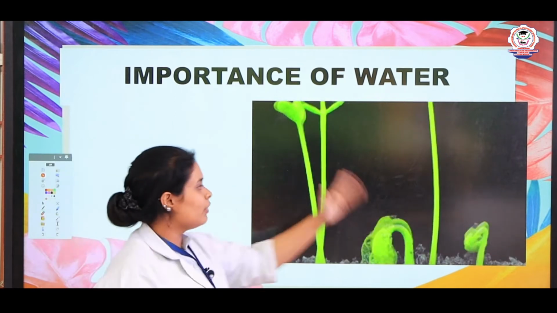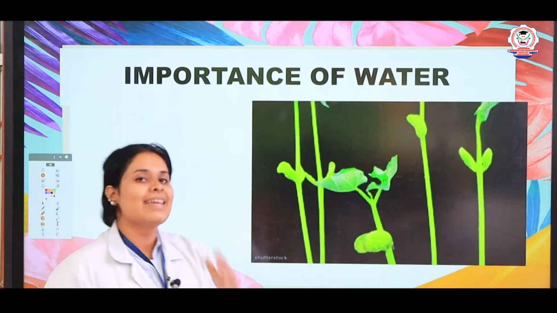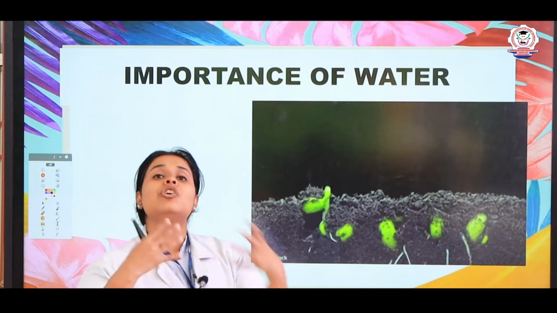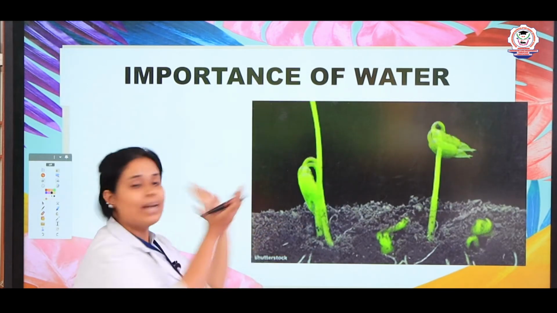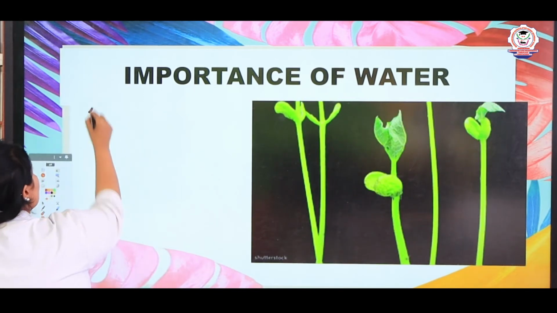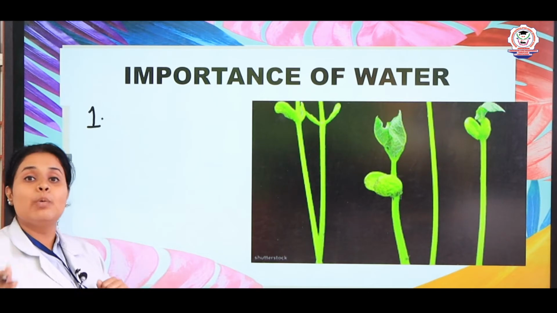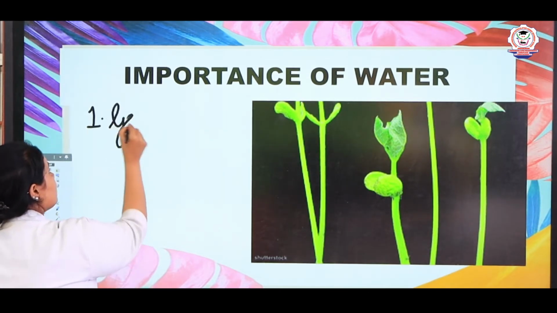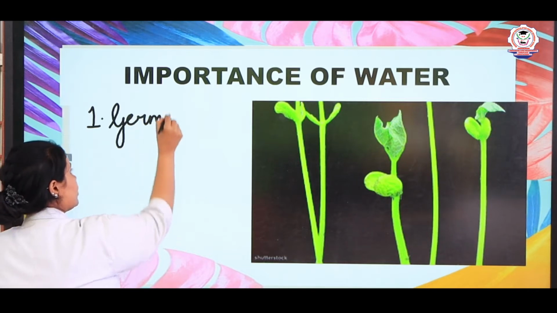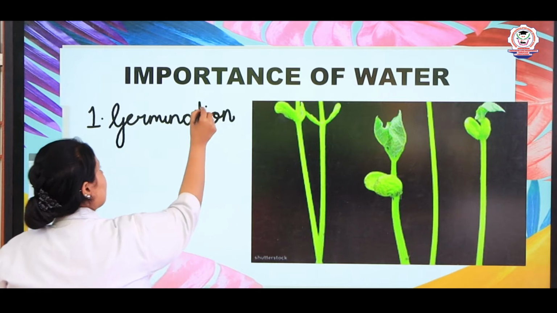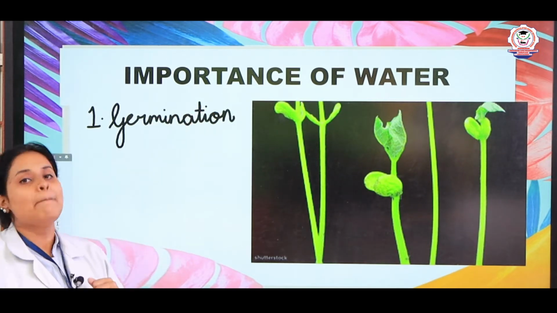So what can you see over here in this picture, children? Yes, you can see that a small seed is getting germinated and it is growing up, right? So the first importance of water is, water is required for germination. What is it required for? Germination. Germination of what, children? Yes, germination of plants.